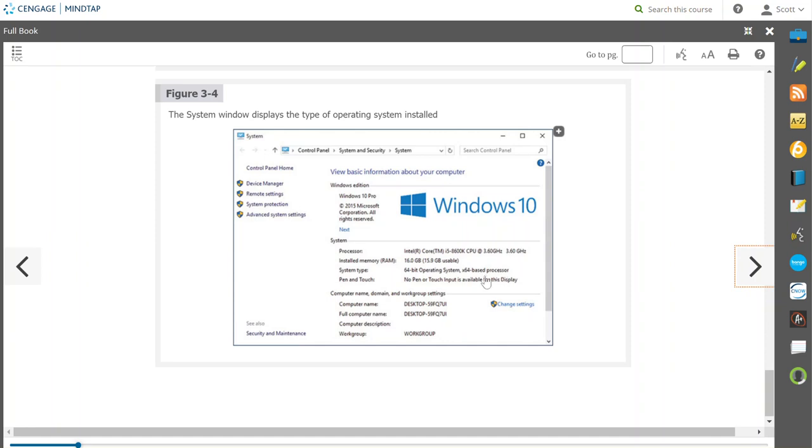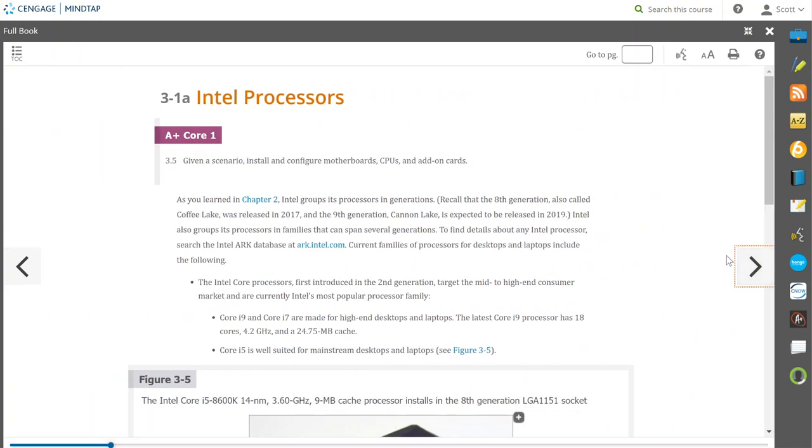X64 based processor. Okay. And that's just the basic configuration. It lets you know what's there on the board, how much RAM we have to work with, and what operating system's there. Okay.